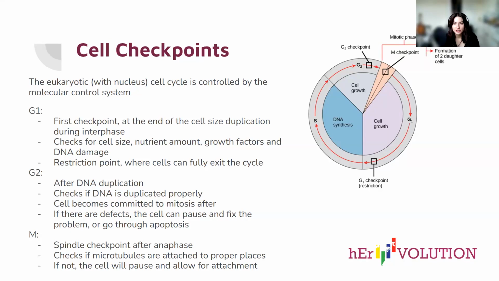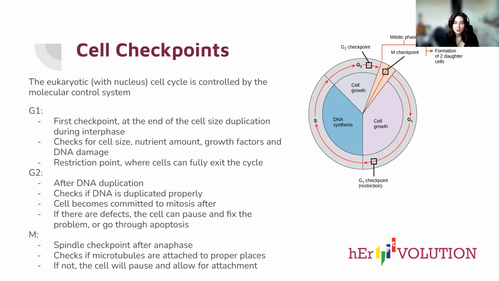So G1 is the first checkpoint at the end of duplication during interphase. And this checkpoint checks for cell size, nutrient amount, growth factors, and DNA damage. So if any of that happens, so if there's DNA damage, for example, they will be taken out of circulation and will basically be able to restart as a new cell, but not continue on.